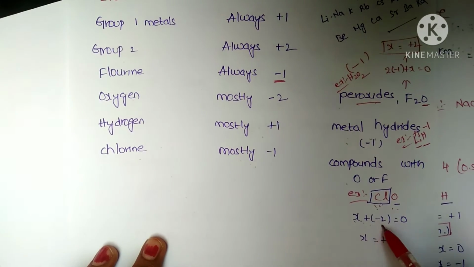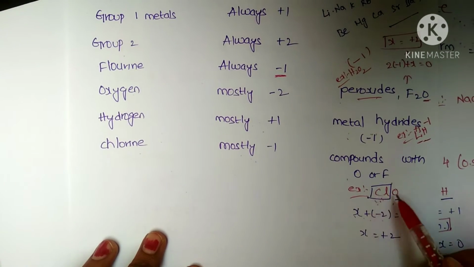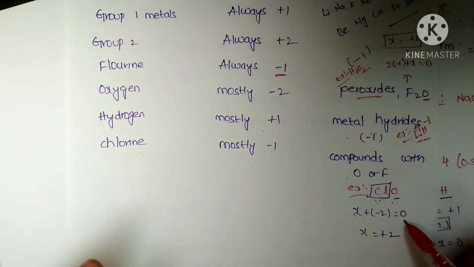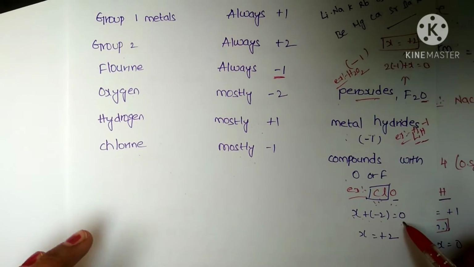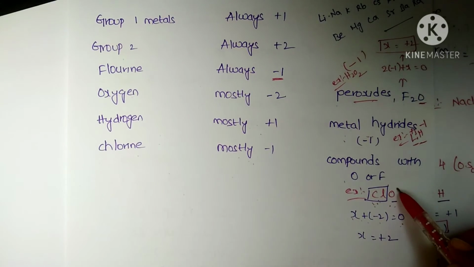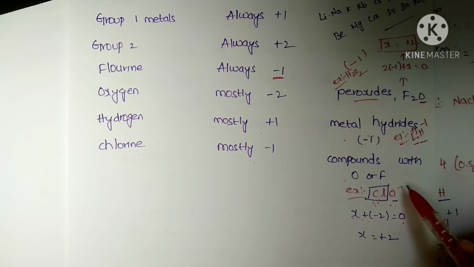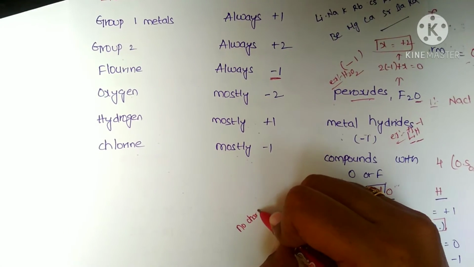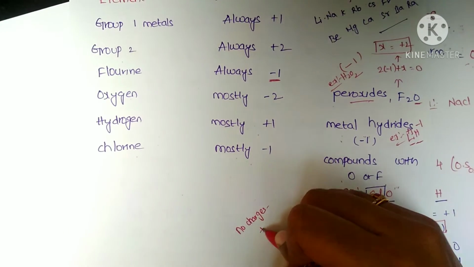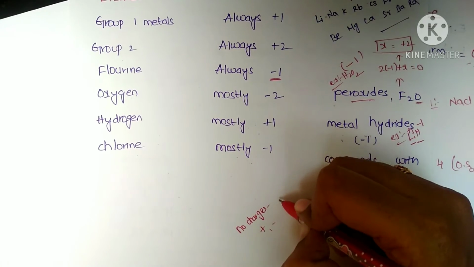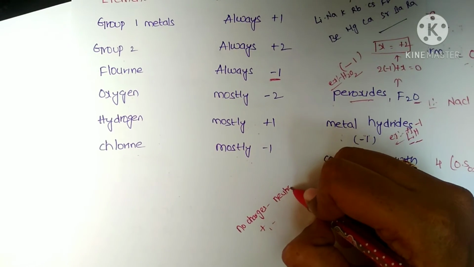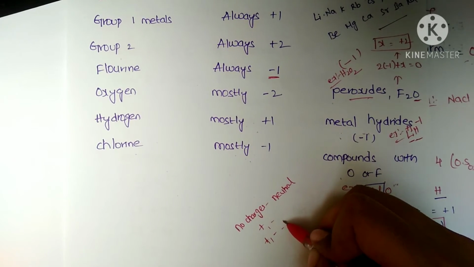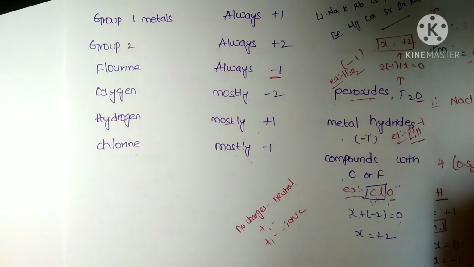So X plus (-2), and any neutral compound has to equal 0. How can we identify a compound as a neutral compound or an ionic compound? If there are no charges on the formula, neither plus nor minus, then we can say the compound is a neutral compound. If it has a plus or minus charge, then that compound is an ionic compound.